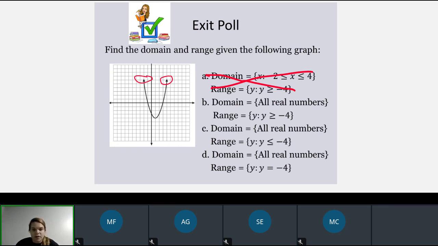Next, let's take a look at our range. So I'm going to look for the lowest value, which is kind of at this green dot, and that would be at 1, 2, 3, -4. Okay, and then my graph, this is the lowest value. So that means my value for y has to be all numbers greater than or equal to -4. So we want y to be bigger than. So B is the correct answer. Some of you chose the next one, and I think you probably just flipped your sign. That says y is less than, and that says y is equal to.